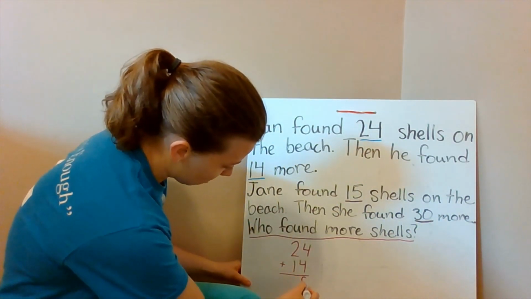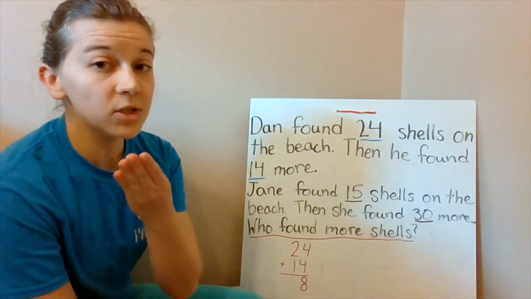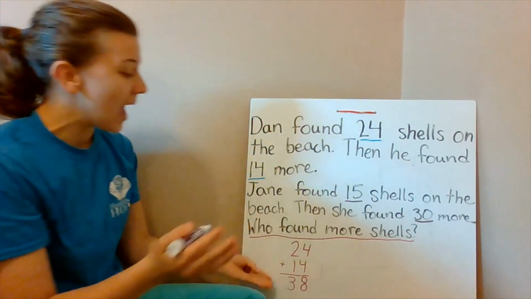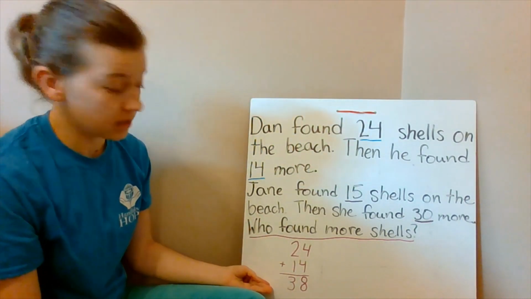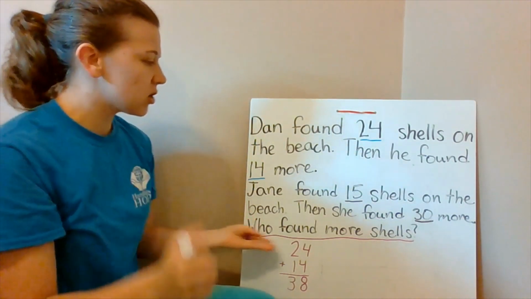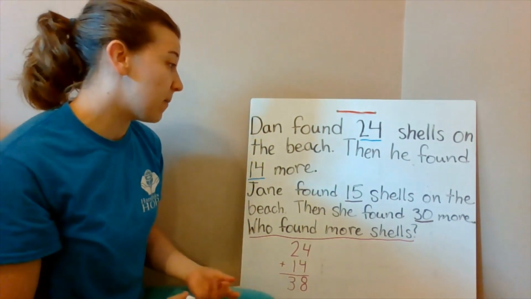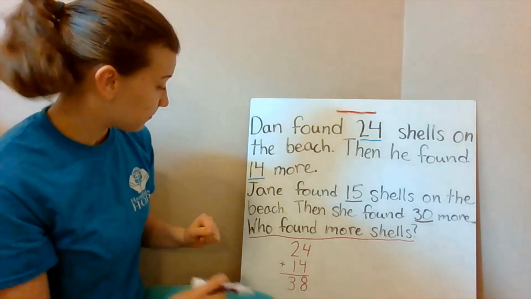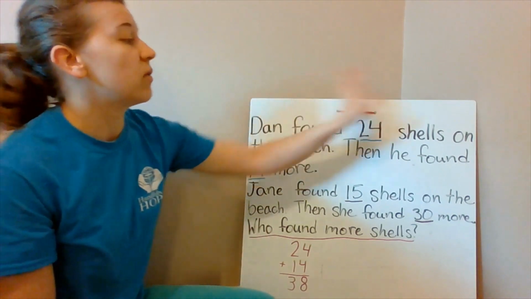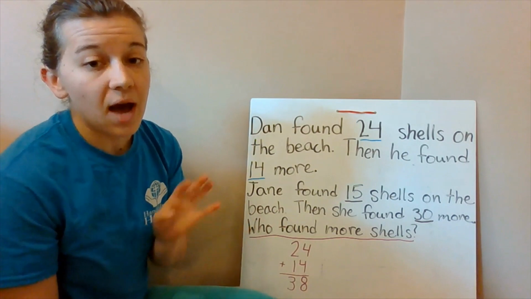So we'll put an 8 right here in the ones place. And then we'll add our tens together. 2 plus 1 equals 3, very good. All right, so how many shells did Dan find? 38. He found 38 shells. Good, okay. Can we answer who found more shells? Not yet, because we need to find out how many Jane found, right? Okay, so now we need to solve to figure out how many Jane found. All right, so we did our first step. We figured out how many shells Dan has in all. Now we need to figure out how many Jane has in all.